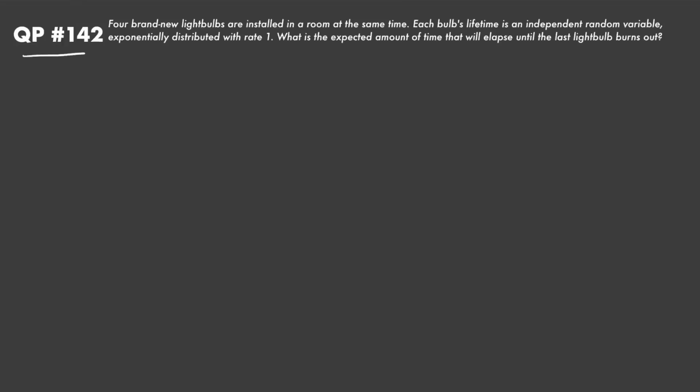Hello everyone, today let's look at QP142, where we have 4 brand new light bulbs installed in a room at the same time. Each bulb's lifetime is an independent random variable exponentially distributed with a rate parameter 1. So what is the expected amount of time that will elapse until the last light bulb runs out?